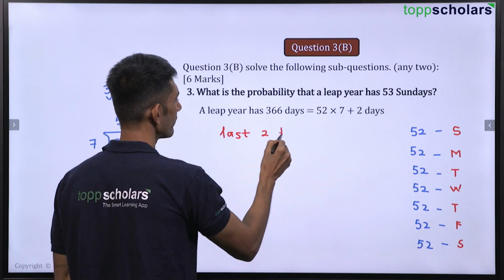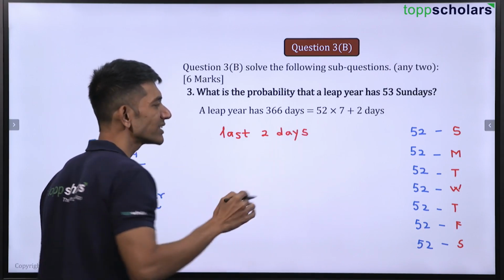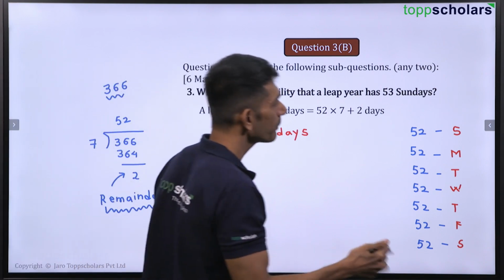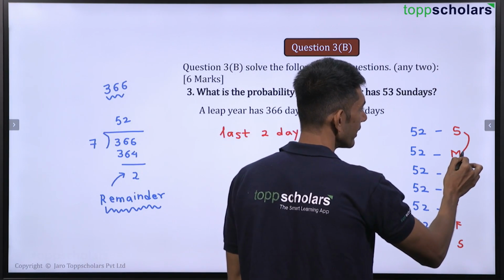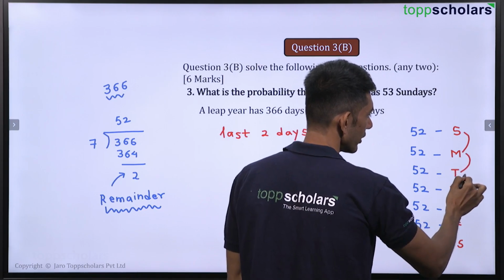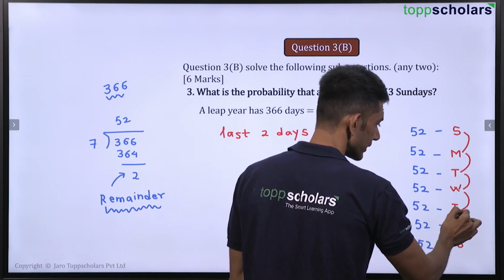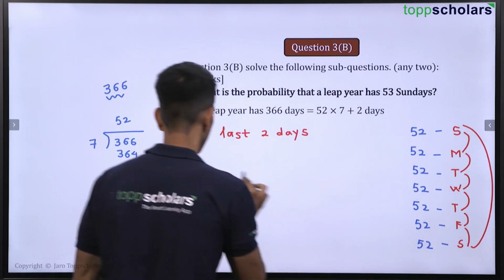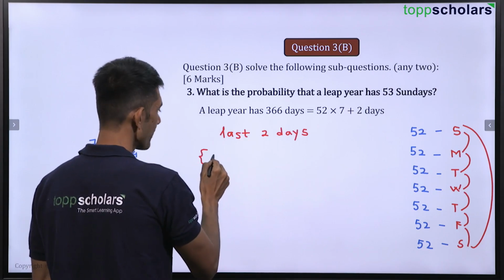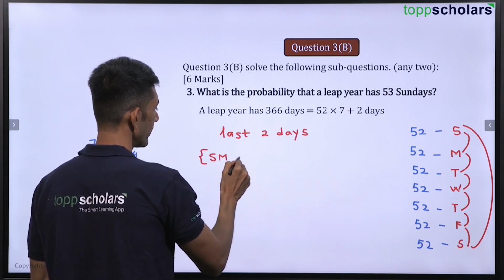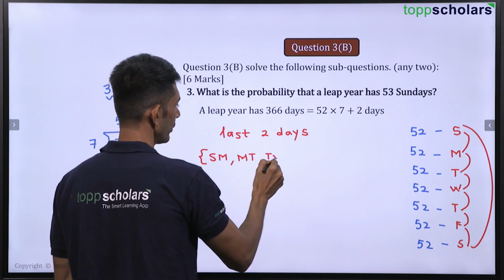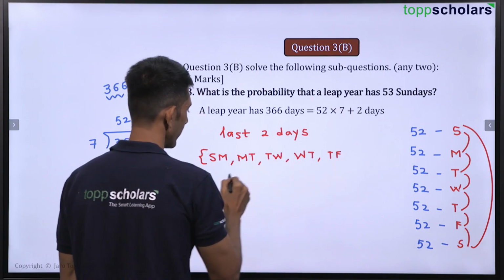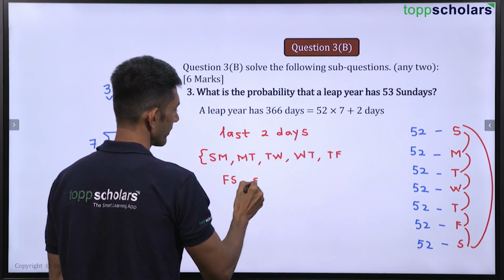Last 2 days. So obviously those days are going to appear back to back, right? It can be Sunday, Monday; Monday, Tuesday; Tuesday, Wednesday; Wednesday, Thursday; Thursday, Friday; Friday, Saturday; Saturday, Sunday.